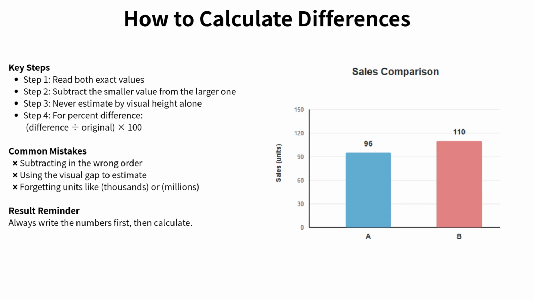Common mistakes? Subtracting in the wrong order, estimating from the visual gap, or ignoring the units. Always write the exact numbers first, then calculate, because when you calculate, you're no longer guessing, you're thinking.